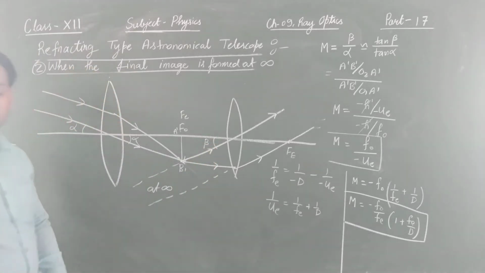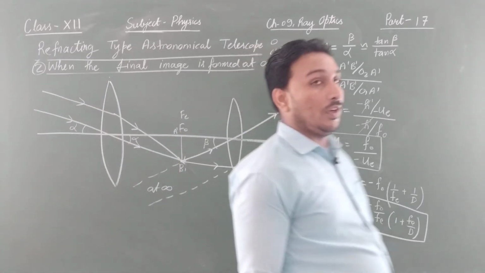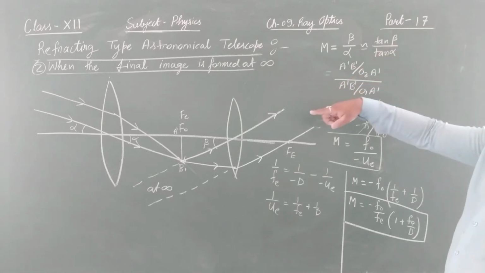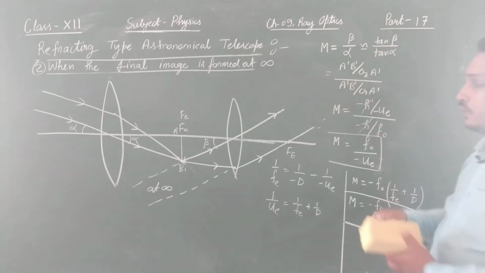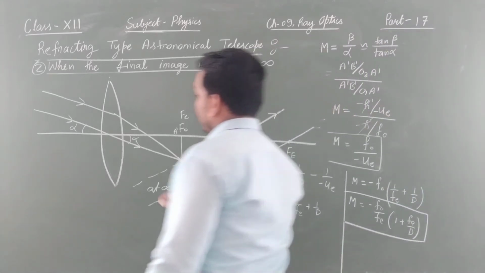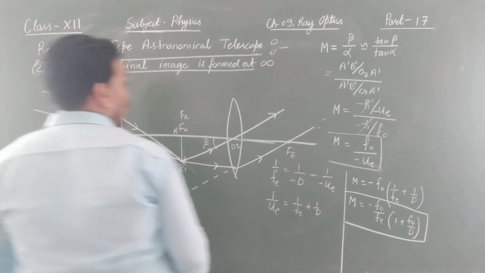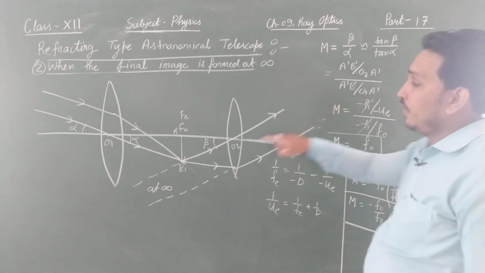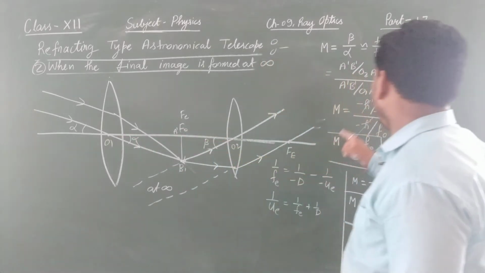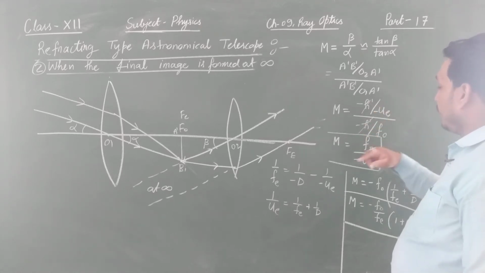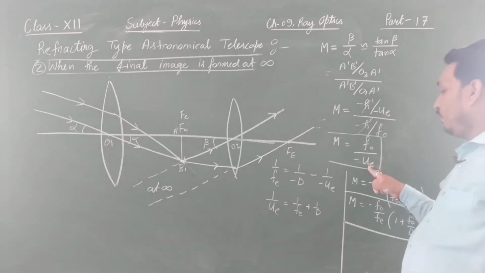Now tell me, in the derivation, what will be the change? M will be beta upon alpha only, and beta upon alpha will be written as tan beta upon tan alpha. Tan beta will be written as, just see the diagram, A dash B dash upon O2 A dash. This point is O2 and this point is O1. And tan alpha is A dash B dash upon O1 A dash. Now A dash B dash will cancel out, and if you put the values, minus FO will be in the numerator, and U in the denominator.